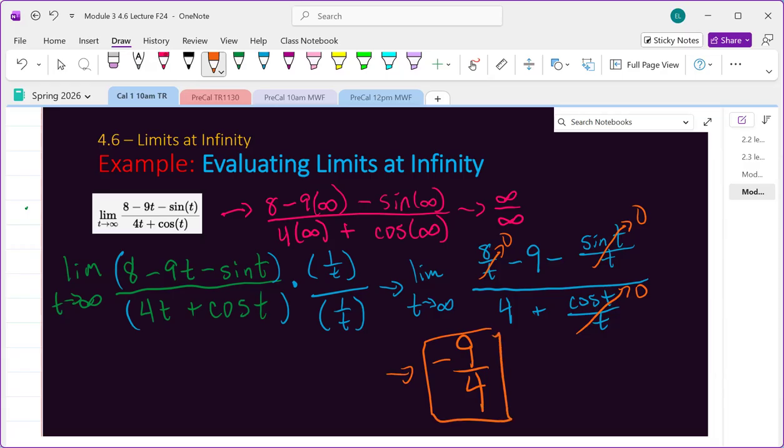So sine and cosine don't have as much power as our polynomials, because the polynomials grow without bound to either infinity or negative infinity, and the trig functions are just always stuck between 1 and negative 1.